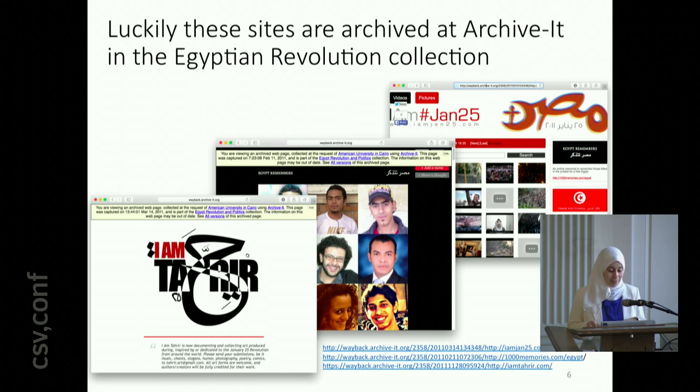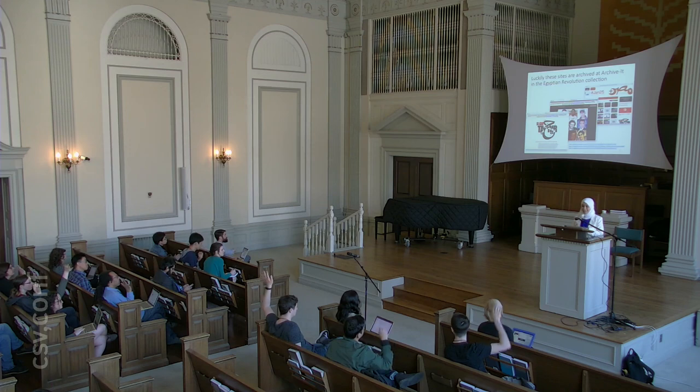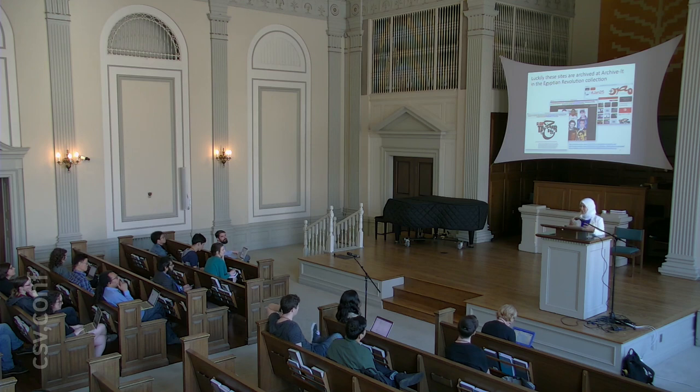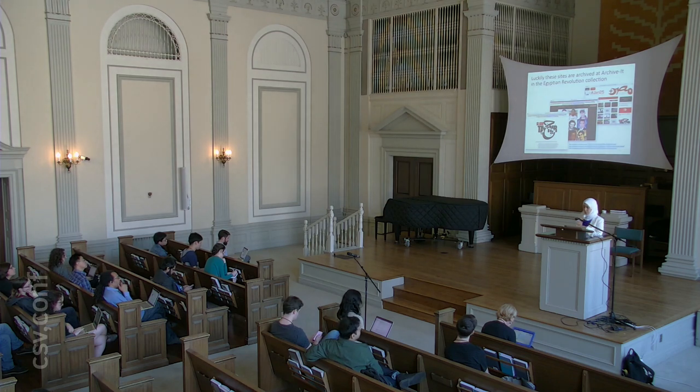So how many of you have heard about the Internet Archive? Okay, great, and Archive-It. For those who don't know, Archive-It is a subscription service from the Internet Archive that allows people to generate archived collections that follow a specific theme or are about specific events. For example, there is a collection at Archive-It about the Egyptian Revolution, and luckily I found that some of these repositories that were gone from the live web are archived there.